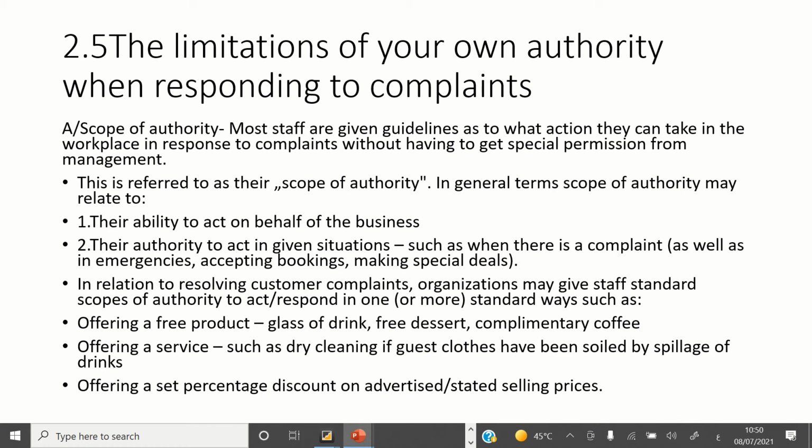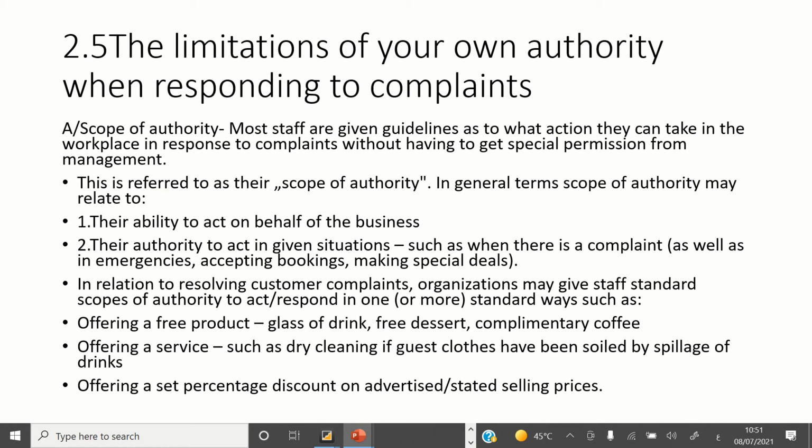You have to know that your authority is the ability to act on behalf of the business. So it's like a right given to you by the business to solve an issue, like giving a discount or offering something free. It is like a permission given to you by the authority. Their authority to act in a given situation, such as when there is a complaint, as well as in emergencies, accepting bookings, making a special deal. These are types of authority.